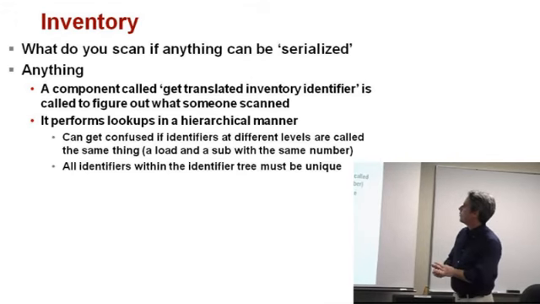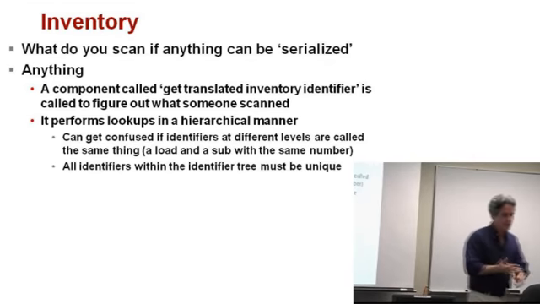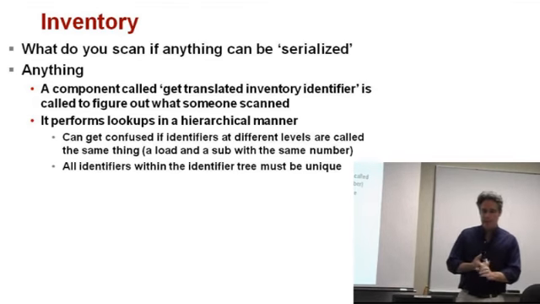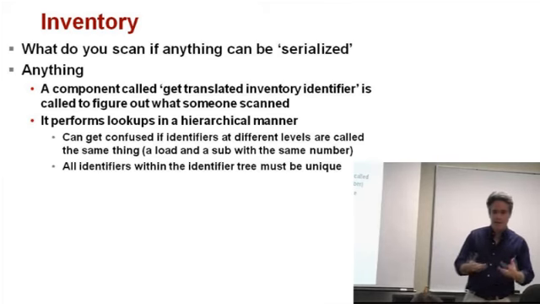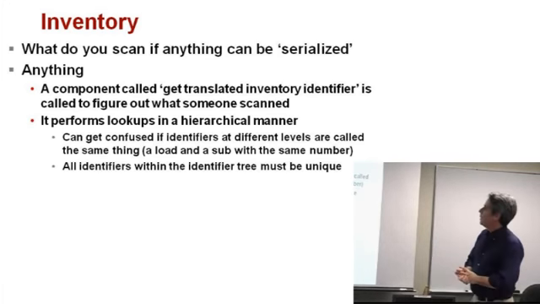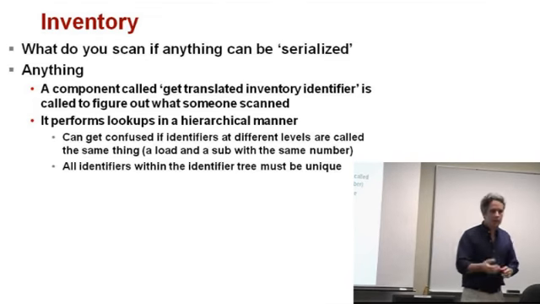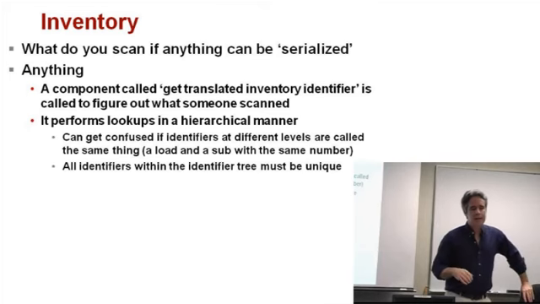A question always comes up: what do you scan if anything can be serialized? So we have a STOLOC, a pallet ID, a sub-num, and a detail num potentially. Got serialized things at various levels. Well, we've got this very handy component called Get Translated Inventory Identifier. It's going to figure out what somebody scanned and turn it into the thing that we think it is. So Get Translated Inventory Identifier will take a piece of data and figure out: is it a load number, is it a sub-num, is it a sub-UCC, what level of thing is it?